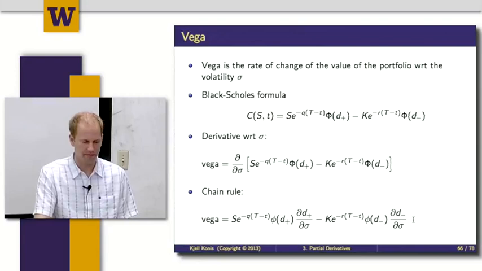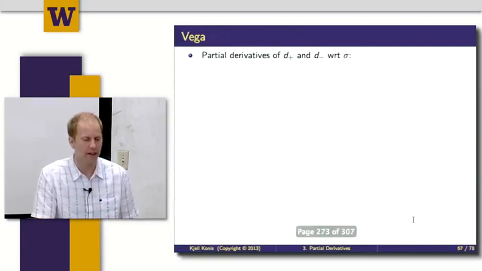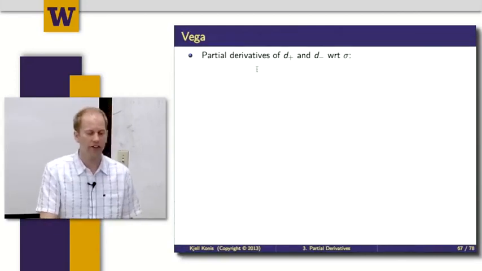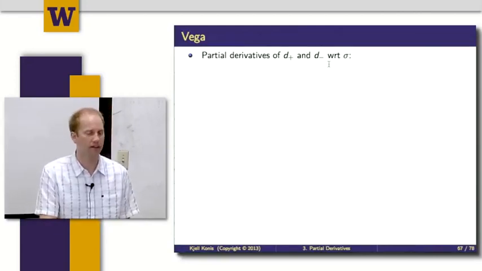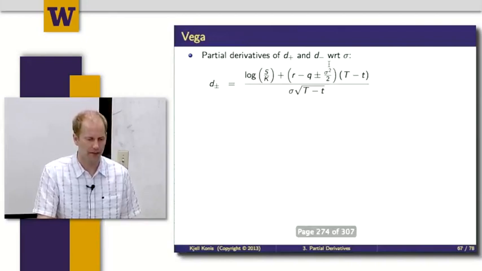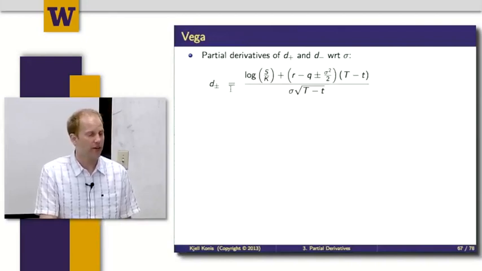Okay. So did I explain all of this slide already? Yes, I did. Okay. So what I need now are partial derivatives of d plus and d minus with respect to sigma. So I'll start out just by writing down what d plus minus is. So again, I'm using this sort of placeholder, so I can do them both at the same time.